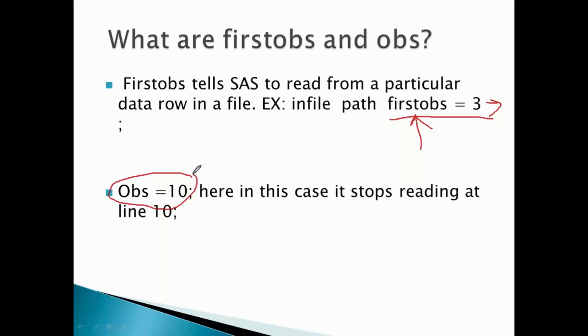Similarly, we have something called OBS. Starting from the first record, whatever number you specify, it will read until that row. It will stop reading at the row number that you specify. Now, if you want to make a combination of these two, yes, you can. Let's say, for example, I've written FIRSTOBS equals 5 and OBS equals 10. What it will do is read from the 5th to the 10th row. We can make a combination for reading certain selected rows, from the starting value to the ending value. So that way we can use FIRSTOBS and OBS in combination or individually.